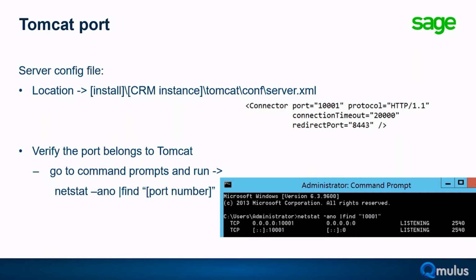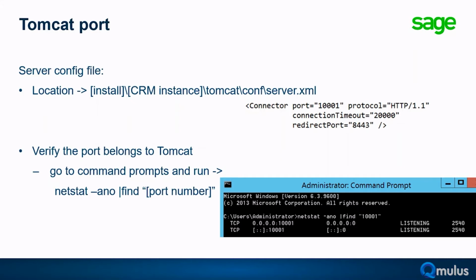Let's have a look. The first thing we can check is, if we go to the location where our install of CRM is, then our instance, then the Tomcat folder, the conf folder and the server XML file, and scroll down in that file, you'll find something called the connector port. The connector port tells the Tomcat service which port to start on and how to accept communications. It's telling me that my connector port in this case is 10,001, so it'll be running on the 10,001 connector port. Let's go check in command prompt if that's actually what it's running on.